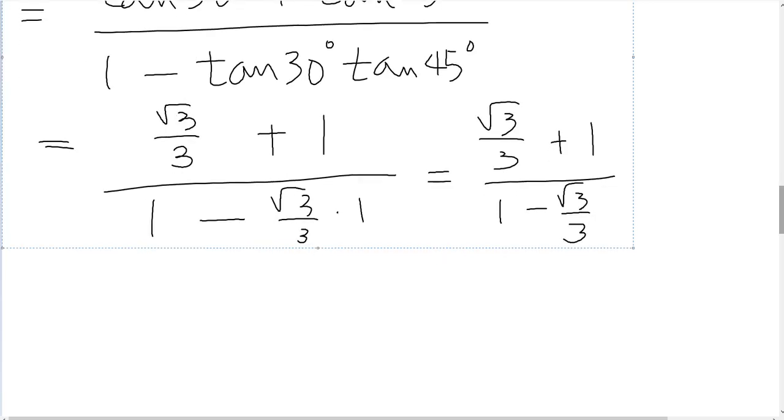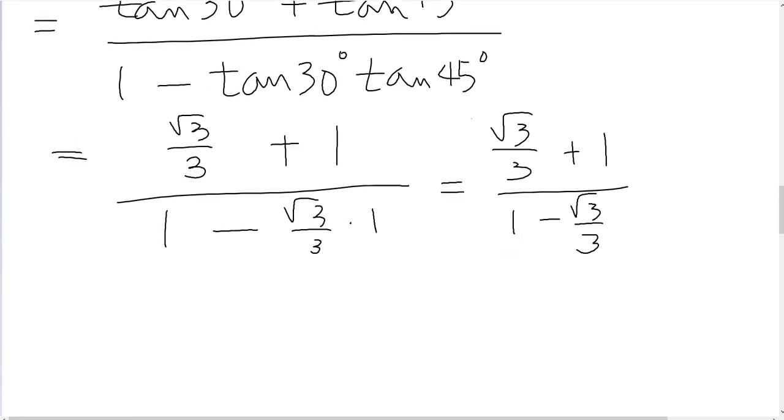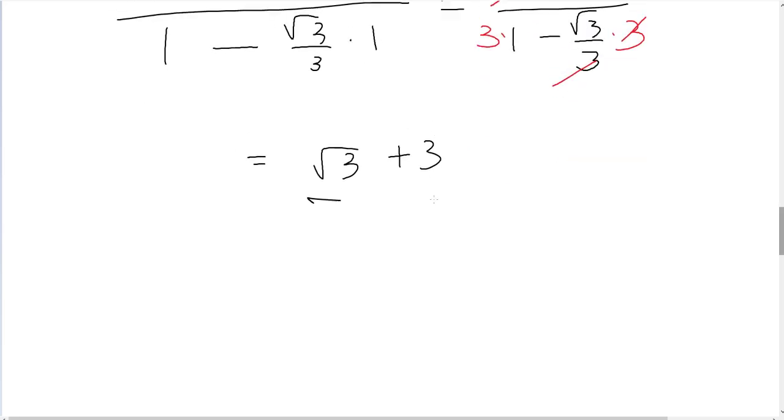And so this one is a complex fraction because we have fraction over fraction. When you have a complex fraction, you want to multiply by the common denominator. So the common denominator is 3, so I'll multiply by 3 to each fraction. So 3 times here, 3 times here, 3 times here, and 3 times here. That gets rid of the denominators. And so you will get square root 3 plus 3, and on the bottom 3 minus square root 3.